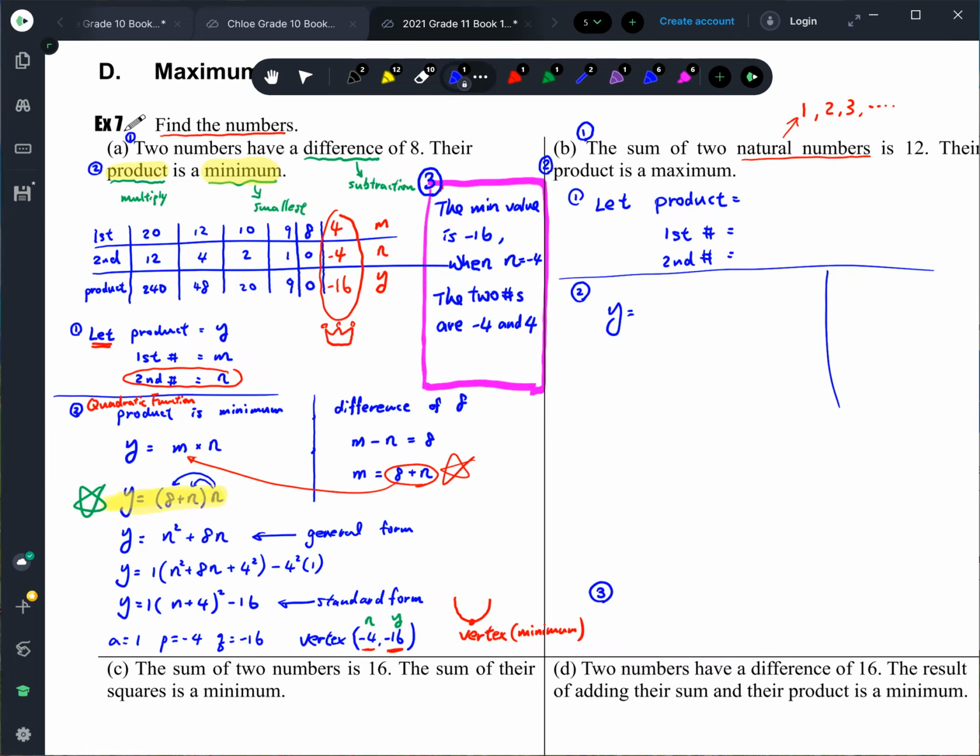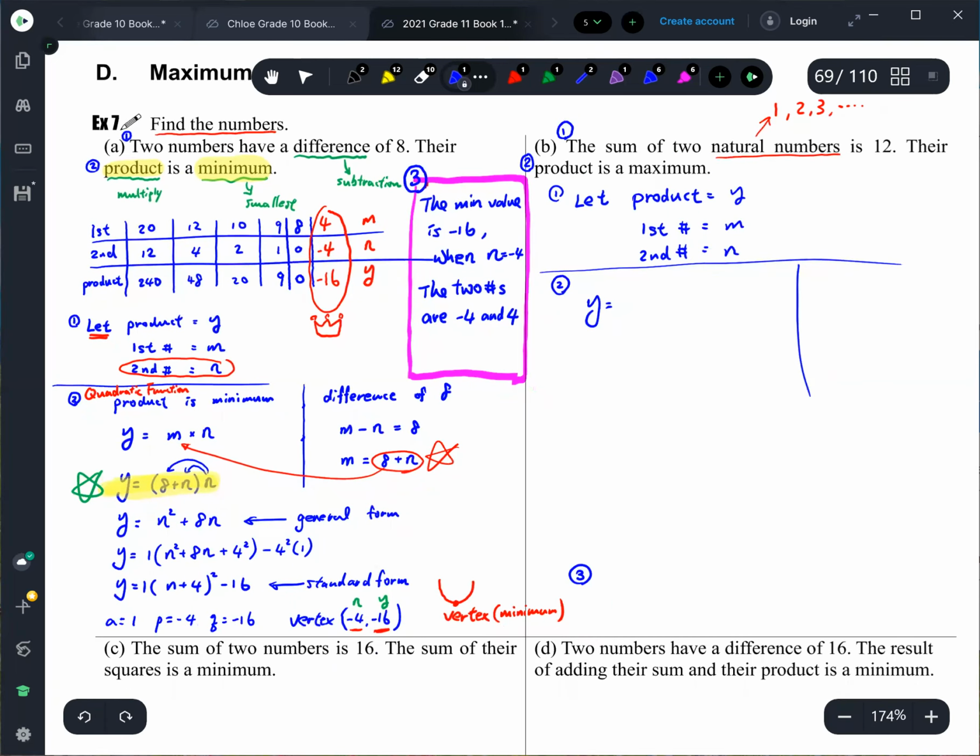So let the product equal Y. And then the first number equals M. The second number equals N. That's right. Okay, it's all the same because it's also a product, and also talking about the sum of two numbers. So it's M and N, okay?